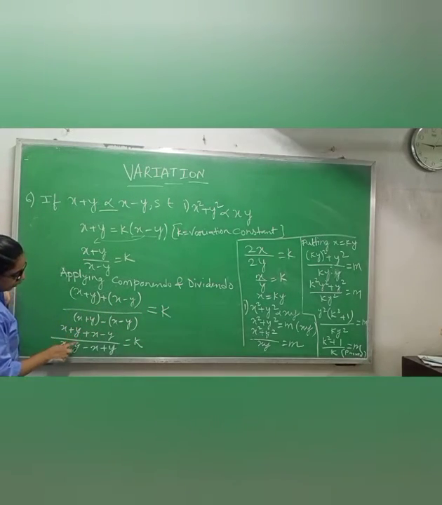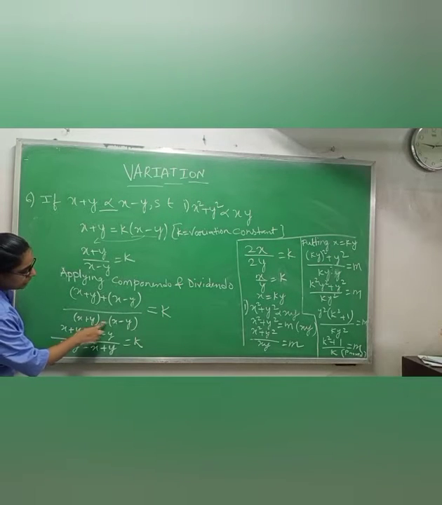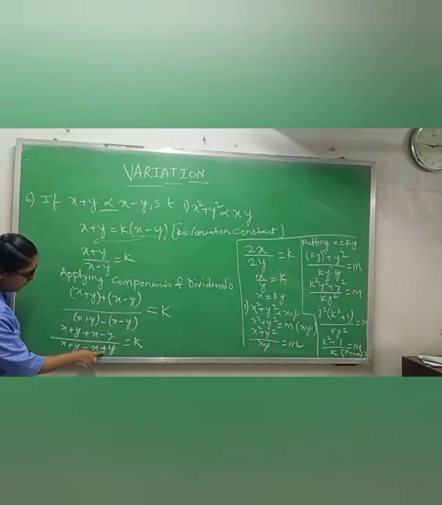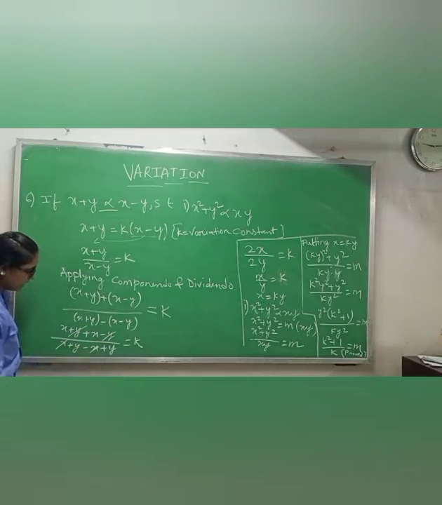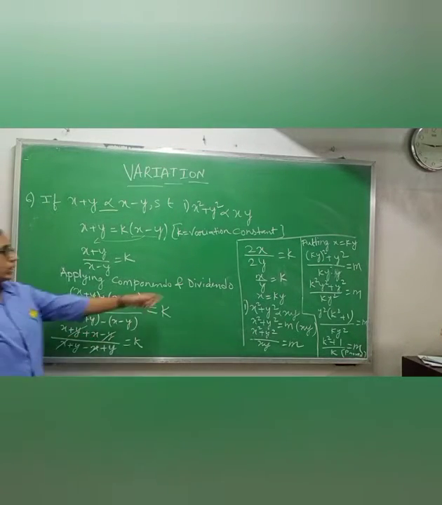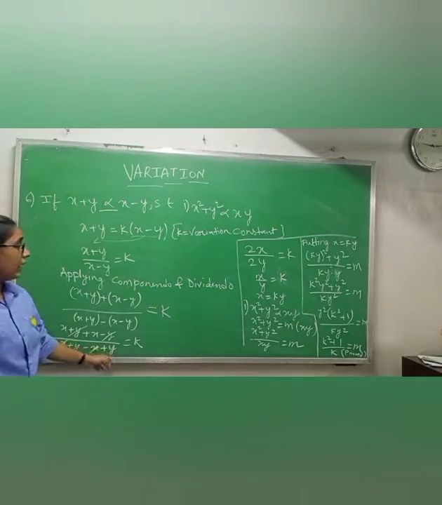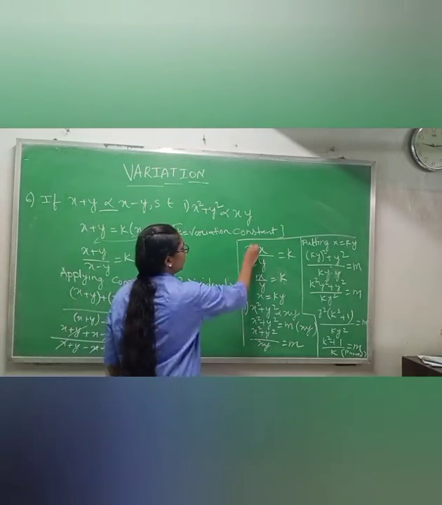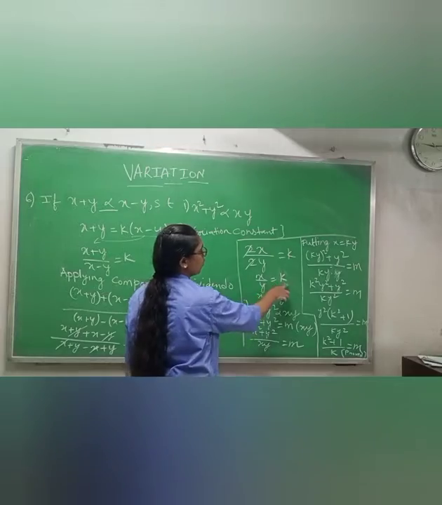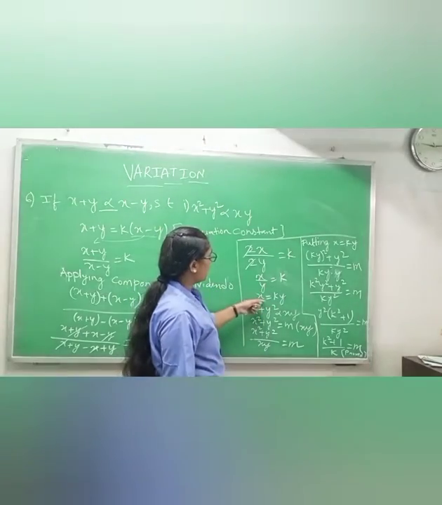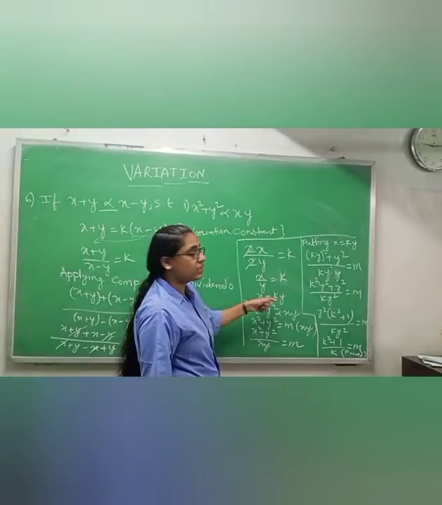After that, when I open the bracket, you can see here we have a minus sign, so this sign will change, it will become plus. Now which terms will cancel? Plus y minus y will cancel, plus x minus x will cancel. So x plus x you are getting 2x, y plus y you are getting 2y. Now 2 you can cancel. So x by y equals k you are getting. Now from here you will get x equals ky, means the x value.